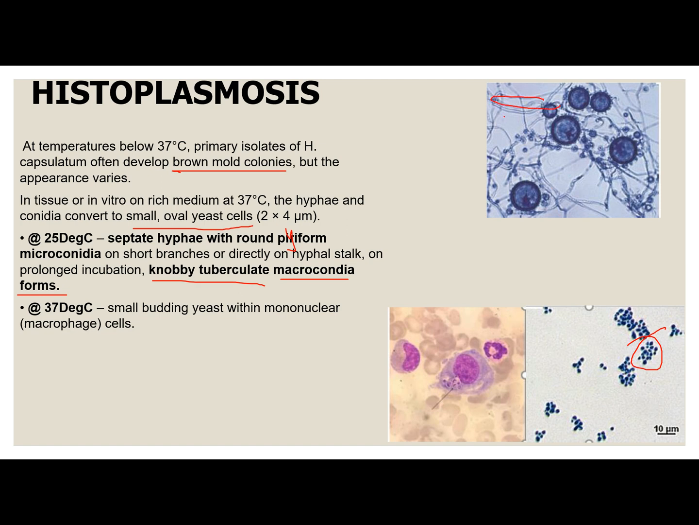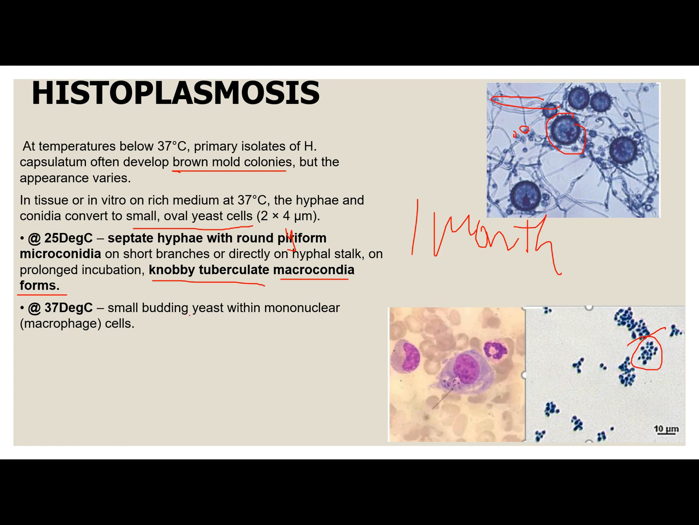They would appear septated with round pyriform microconidia on short branches. Now, if there is a prolonged incubation, class, if you incubate it for a very long time at room temperature, maybe around 1 month, there would be the development of these knobby tuberculate macroconidia. They are large.